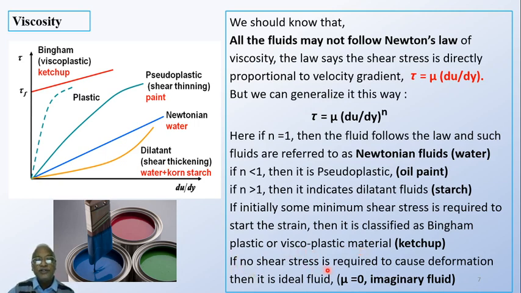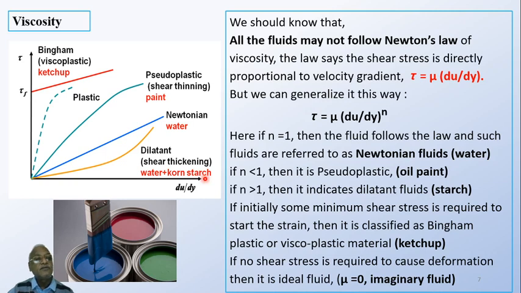Then the last one, if no shear stress is required to cause deformation, means without any shear stress, the fluid can deform. If no shear stress is required to cause deformation, then it is an ideal fluid. In the sense, the tau is zero, but you can observe the shear strain. So the plot will be along the x-axis. So such fluids, we can say that they don't have any viscosity. If there is a viscosity, then there will be a rise. The more the viscosity, it will be on the higher side. But if it is completely flat, then there is no resistance, or viscosity is not there.